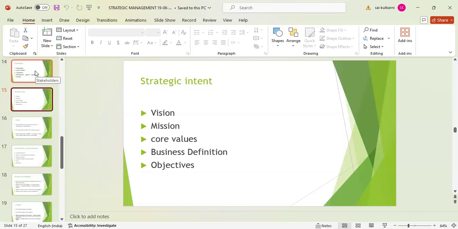The identity of an organization can be reflected in the vision statement, mission statement, core values of the organization, business type, and objectives of the organization. So you have to study the vision of that organization, then the mission, core values, business type and objectives.